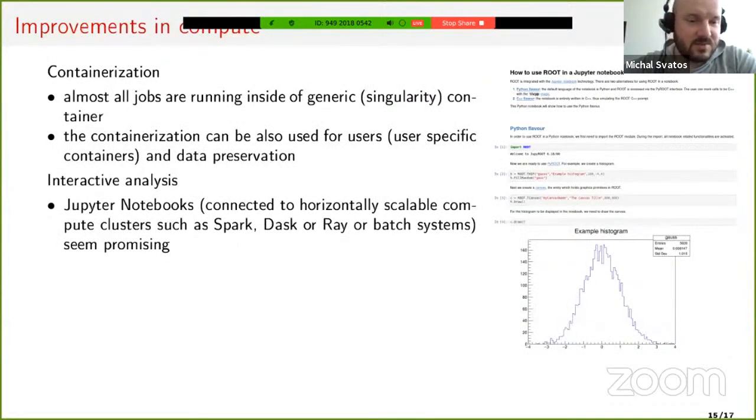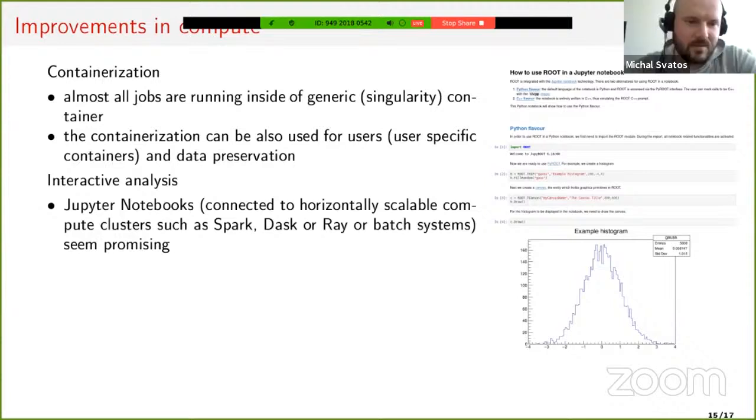Another thing is containerization. Right now, almost all jobs are running inside a container, which is Singularity, but there is a plan, and work is going on, for user-based containers where you can have all the software you need inside, and you don't need any complicated setup or to ask someone to install something, or for data preservation.